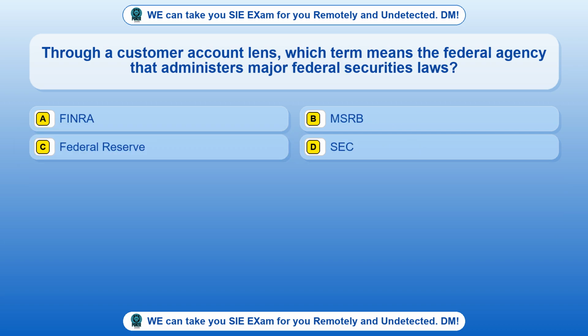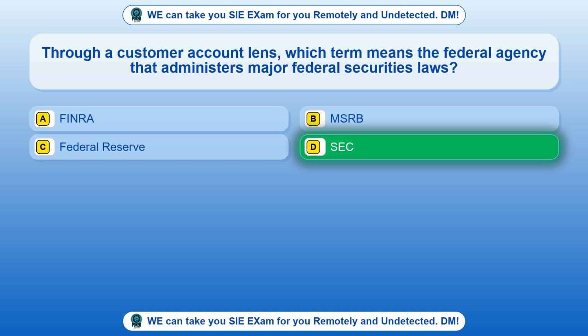Question 52. Through a customer account lens, which term means the federal agency that administers major federal securities laws? Option A, FINRA. Option B, MSRB. Option C, Federal Reserve. Option D, SEC. The correct answer is option D, SEC.